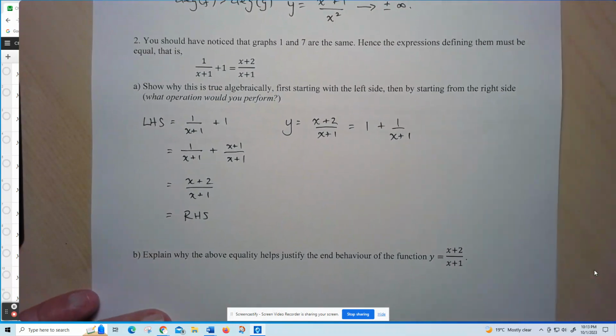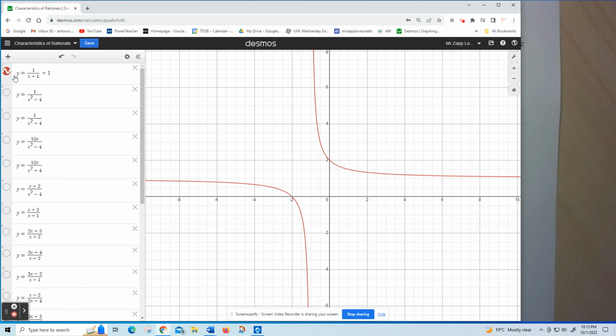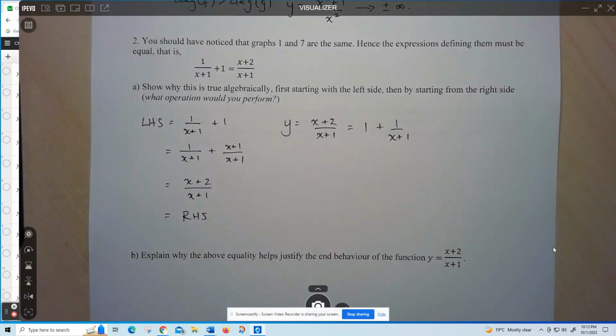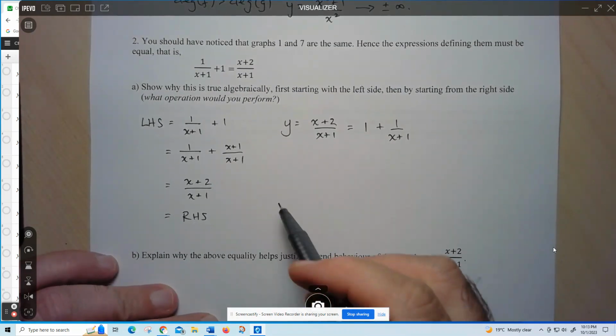So next, we notice that we had these two functions here. So if we go back to Desmos, we saw that that function there was exactly the same as this function here. And if you look at the end behavior, it's approaching 1, y equals 1, horizontal asymptote, and that fits with what we saw because we've got x over x approaches the ratio of the leading coefficients. Okay, so what I asked you to do is to see if you could justify this algebraically.